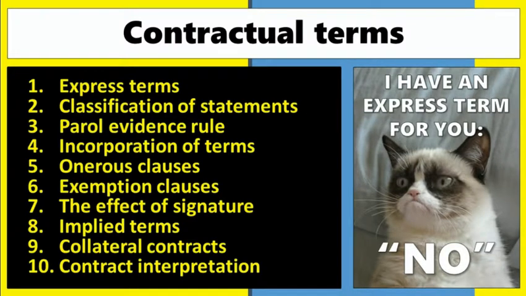We'll look at how these statements end up getting incorporated into the contract itself. We'll look at some specific types of contractual clauses, onerous clauses, exemption clauses, and what happens when you sign a document. Then after that, we'll examine implied terms, things that aren't expressly agreed upon but nonetheless form part of the contractual duties of parties. Then we're going to look at another subcategory of contract called a collateral contract that can arise through the process of negotiating and exclusion of terms. And finally, we're going to go through the interpretation. How do we go about reading a contract, a contractual document, once it's in existence?